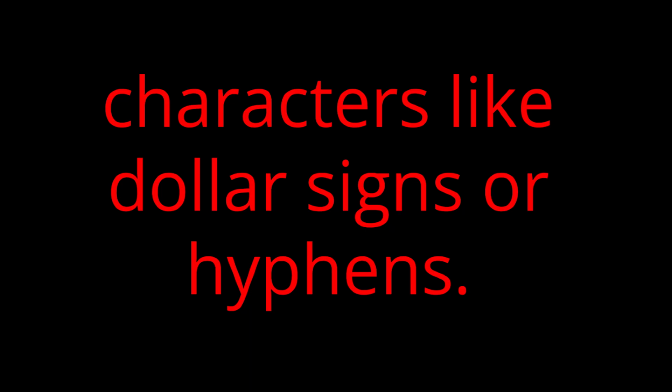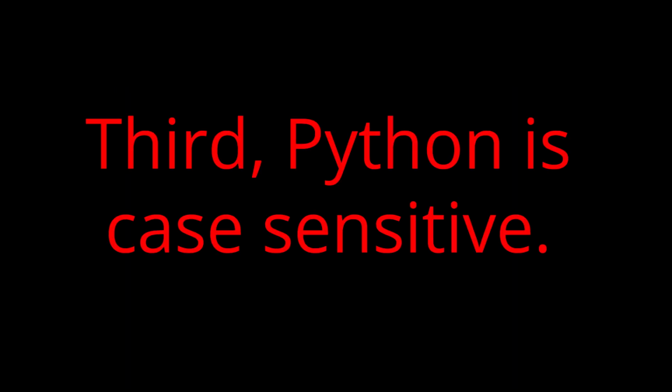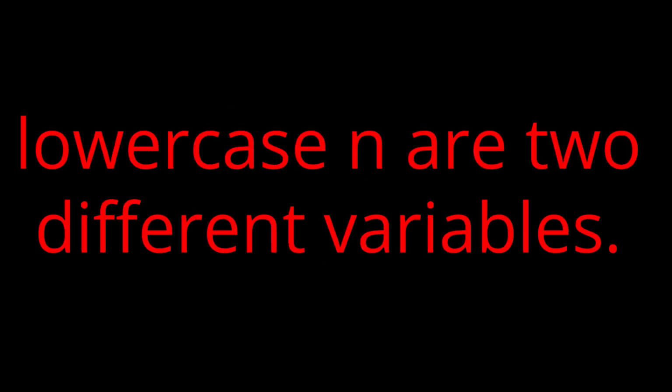Chapter 2. Rules for naming variables. Before we start creating tons of variables, let's talk about the rules for naming them in Python. First, variable names must start with a letter or an underscore. They cannot start with a number. Second, variable names can contain letters, numbers, and underscores, but no special characters like dollar signs or hyphens. Third, Python is case-sensitive. So name with a capital N and name with a lowercase n are two different variables.